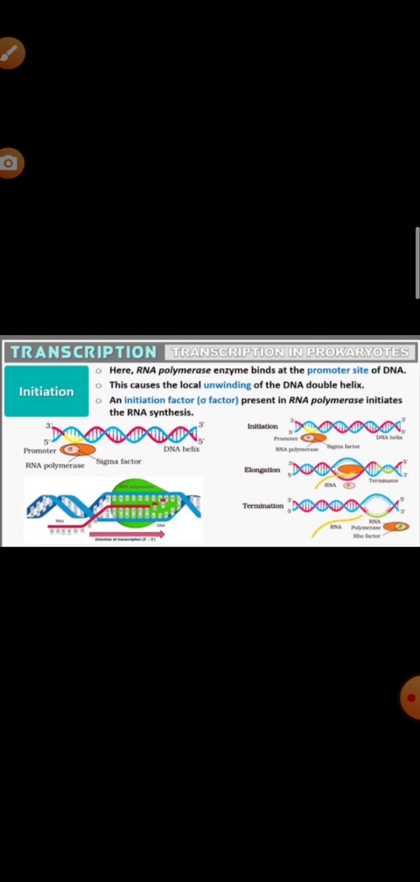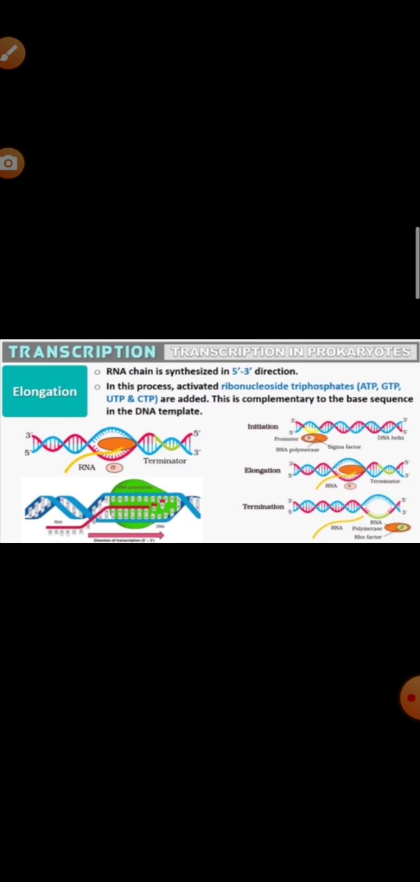Just go through it. And the initiation factor present in the RNA polymerase initiates the RNA synthesis. The RNA chain is synthesized in 5'3' direction, and in this process the activated ribonucleoside triphosphate is added, complementary to the base sequence. This is the process of elongation.